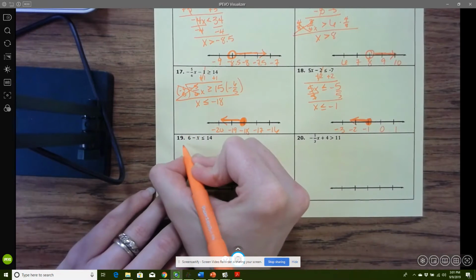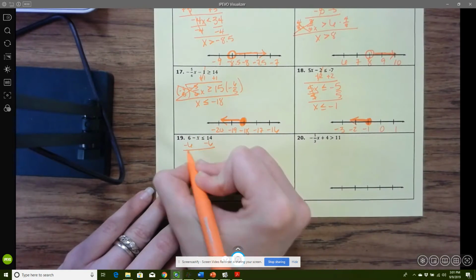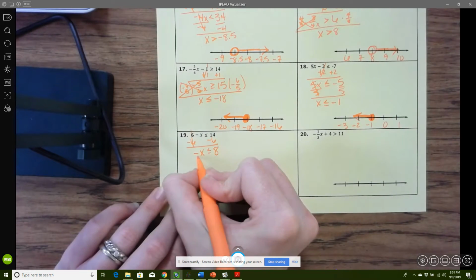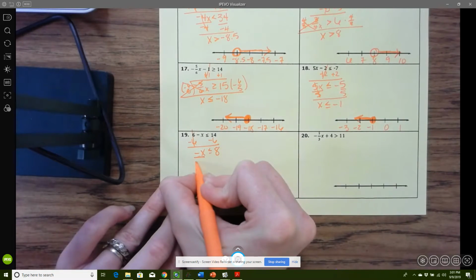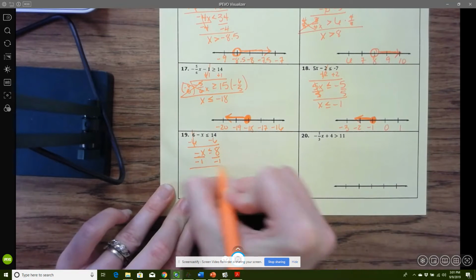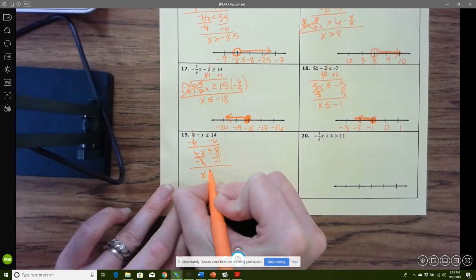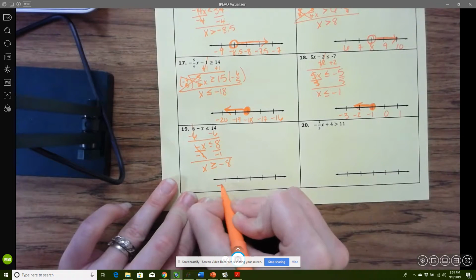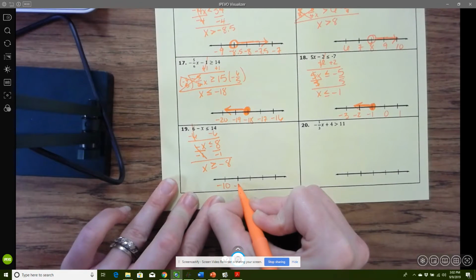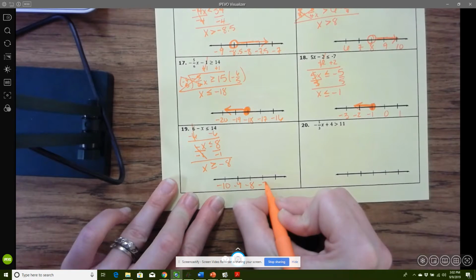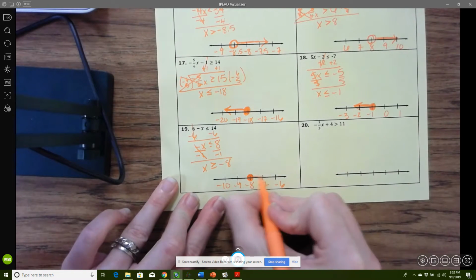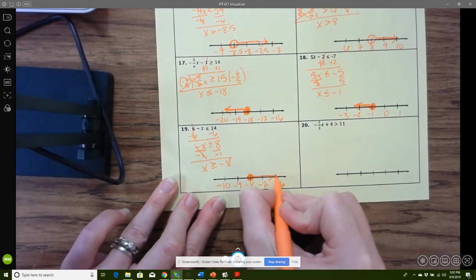All right, here we're going to subtract 6 from both sides. So 14 minus 6 is 8. And then to get rid of this negative sign, I have to divide by a negative 1. So the sign is still going to flip because we divided by a negative. So closed circle, and x is greater than.